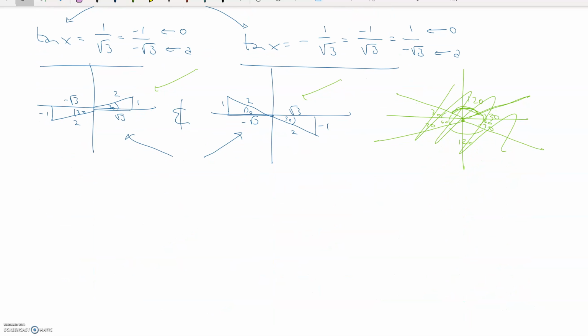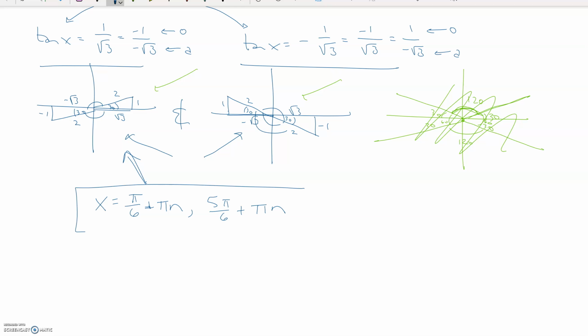So based off of this axis here, I have an answer of x equals 30 degrees, which in radians is pi over 6, plus we're spinning in half circles, so it's going to be pi over 6 plus pi n. And then also an answer will be 5 pi over 6, that's 150 degrees, plus we're spinning in half circles because it makes the straight line, pi n. The answer to this equation is x equals pi over 6 plus pi n and 5 pi over 6 plus pi n.